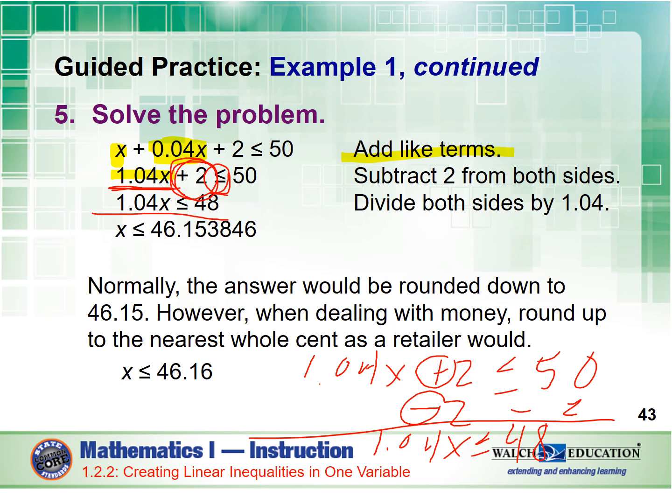Next, we have our coefficient and our variable right here. In order to get this by itself, we divide by whatever that number is. So we've got 1.04x divided by 1.04. These cancel out because they're the same. And then we have 48 divided by 1.04, which is going to give us X is less than or equal to 46.153846. We're going to round to 46.16.